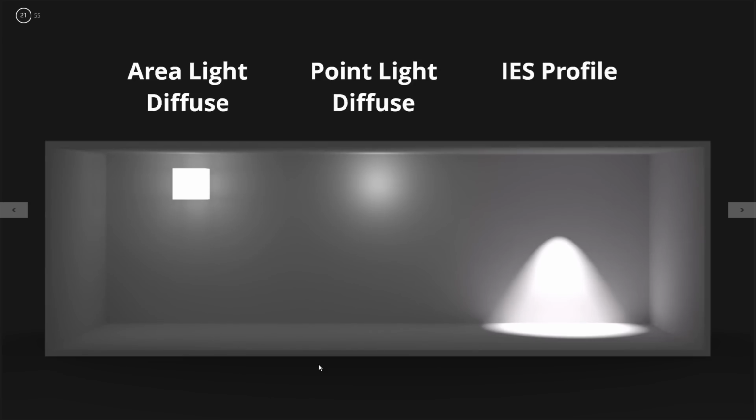Let's go ahead and talk about the different light types. We've got 3 advanced light types, and we're going to ignore emissive for now, but we've got our 3 main advanced lights, and those are going to be area lights, point lights, and IES profiles. So let's break those down a little bit and see where we can go from here.